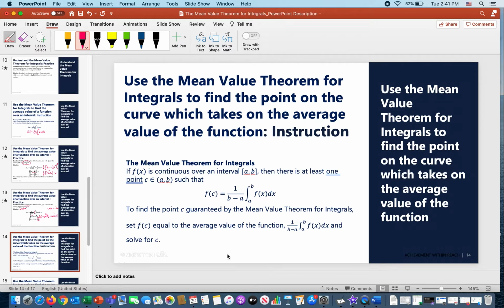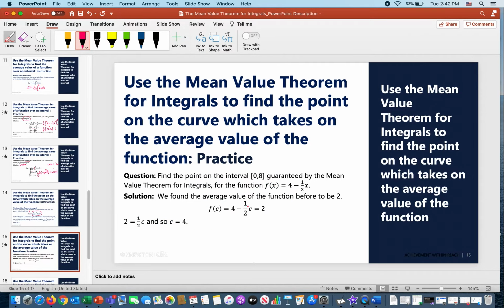So the mean value theorem takes this one step further, and it says, look, this is the average value, and I can set that equal to the original function to find out where that occurs. Now remember, in math, when we say where something occurs, we're talking about an x value. So let's take this one, and it says find the point on the interval 0, 8 guaranteed by the mean value theorem. What is that c value guaranteed by the mean value theorem? Well, we've already found the average value for this one. We found that out to be 2. We did that geometrically and mathematically.